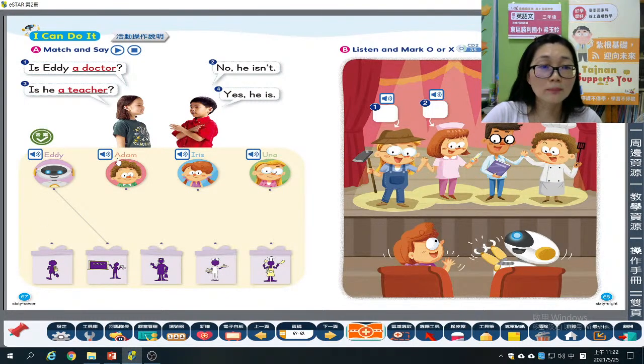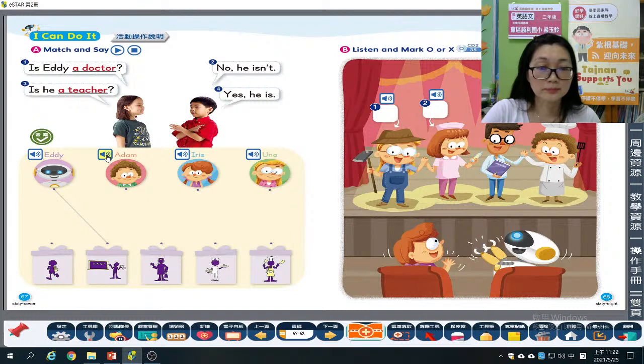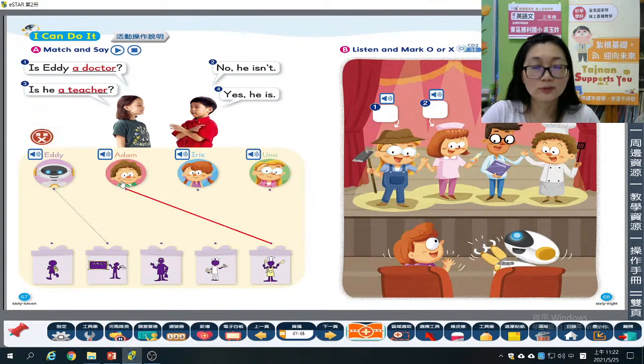Now, how about Adam? Is Adam a student? No, he isn't. Is he a cook? Yes, he is. A cook. So Adam is a cook. So this is not a cook, not a cook, not a cook. Okay, must be the last one. So yeah, match it.